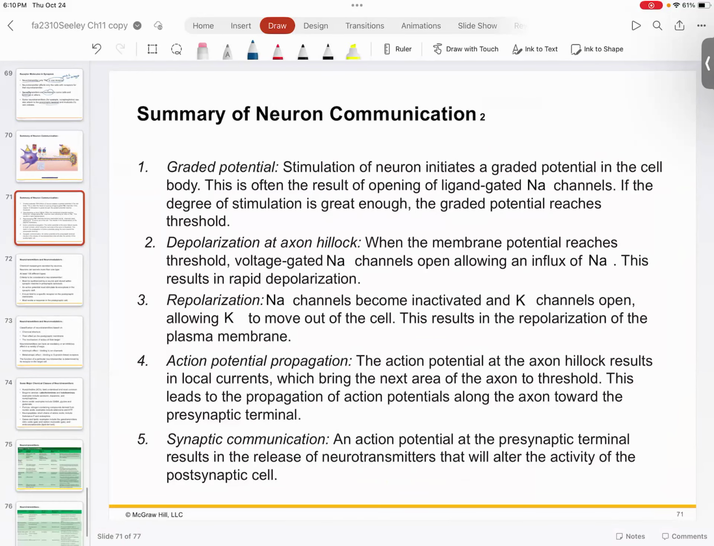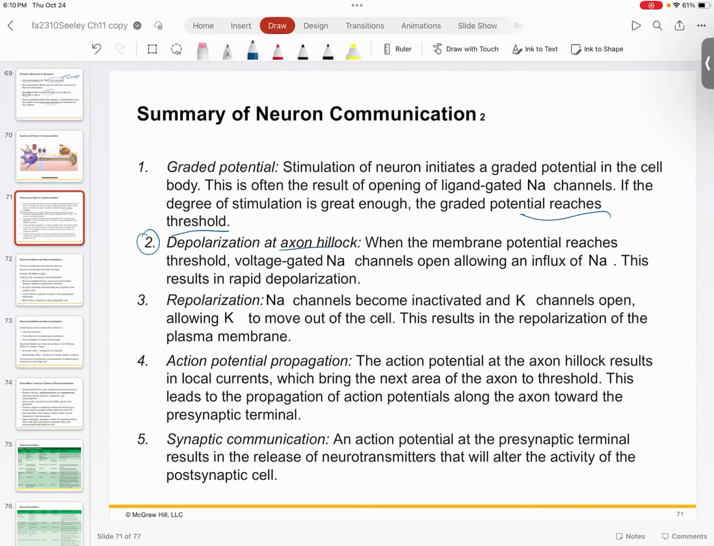So just to take a quick summary in the last few minutes that we have, we start first of all with our graded potential, which is a stimulation that essentially initiates this graded potential, which can then open up the sodium channels, and it can be summated until it reaches threshold. That's the key piece to graded potentials, is they haven't reached threshold first. Once they do reach threshold, then we move into number 2, which is depolarization.